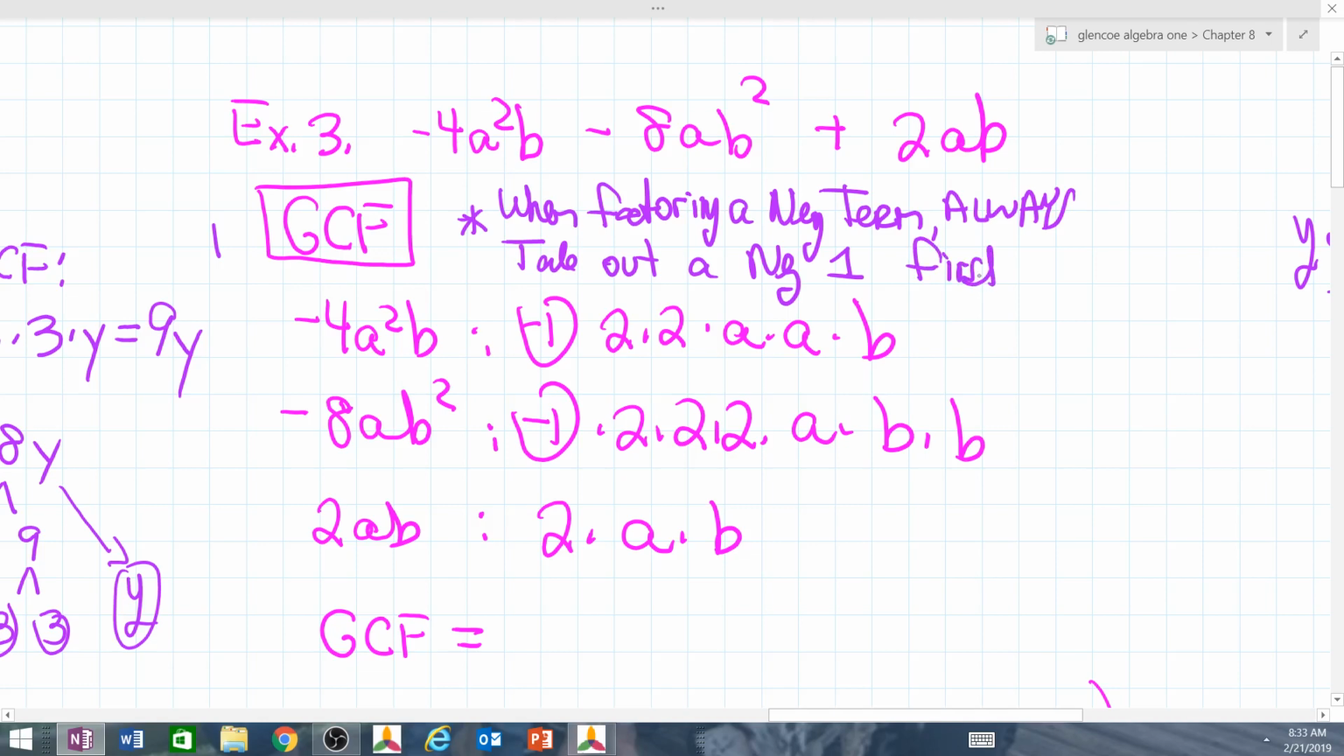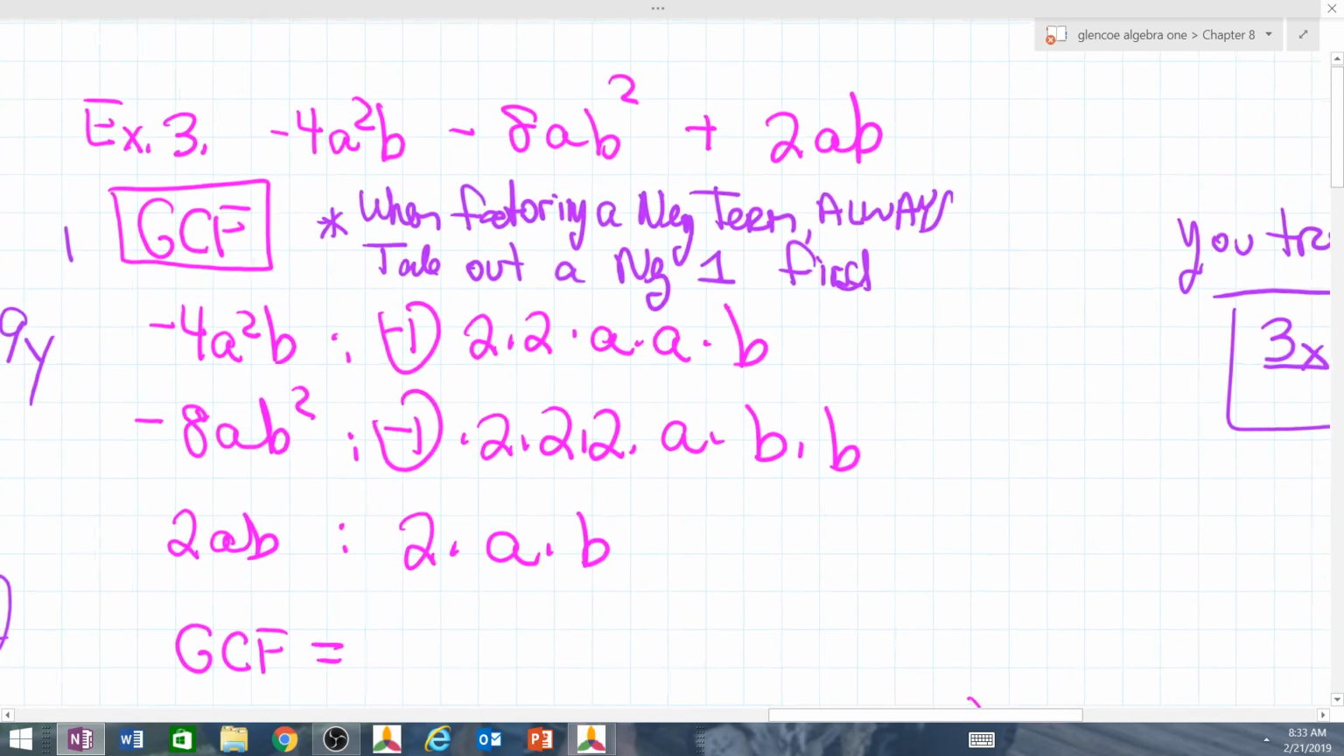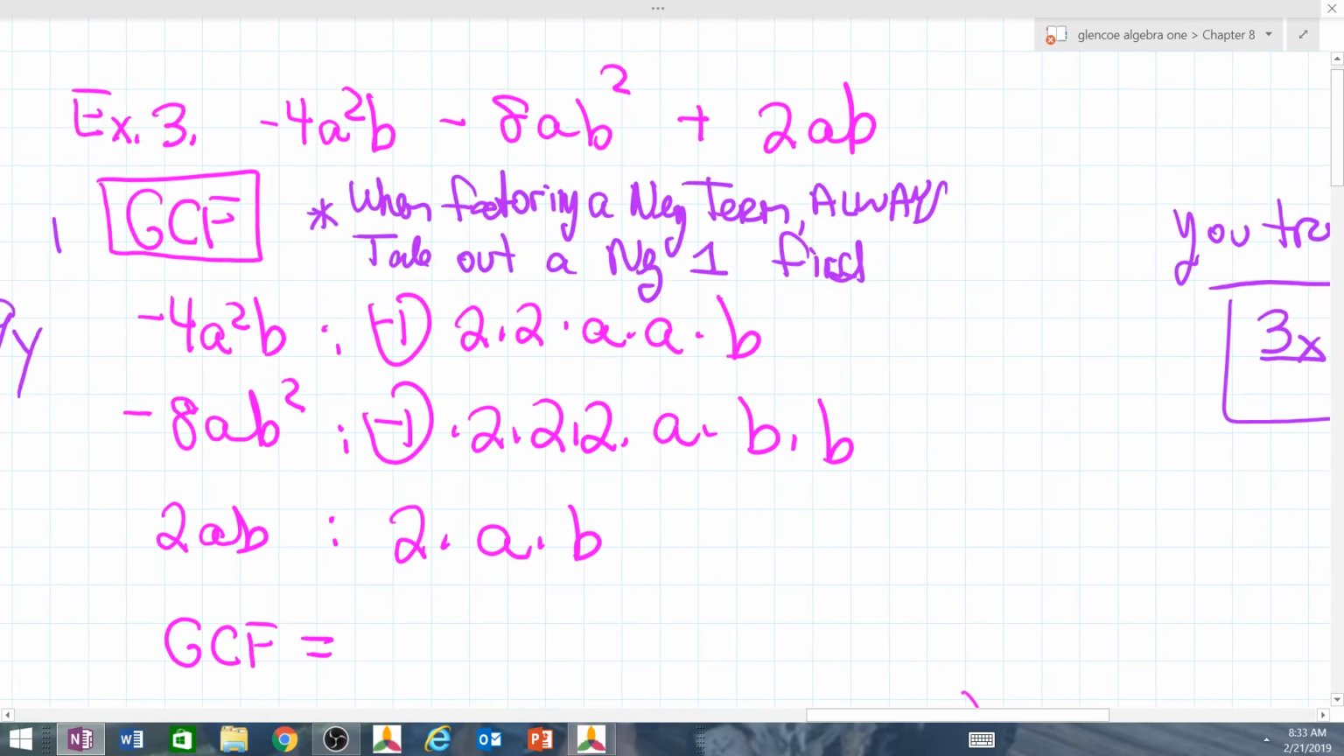Okay, so let me just go ahead and give you something here that's extremely important. When factoring out and you have a negative term, you always have to take out the negative one first. Let's everybody remember that the number 1 is neither prime nor composite. So your prime numbers would be numbers like 2, 3, 5, 7, 11, 13. A prime number, again, is a number that only has factors of 1 and itself. A composite number has factors more than 1 and itself. So a negative number is not a prime number.